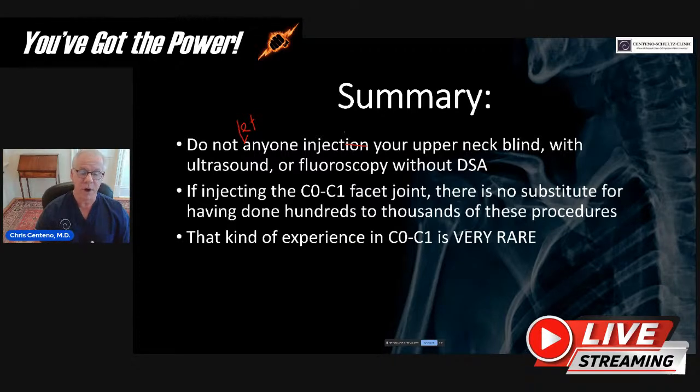And there's just no substitute for these upper neck joints for lots and lots of experience because you have to know to turn on the DSA. You got to be able to interpret the DSA. As you can see, even interpreting the DSA is not trivial. You have to be able to look at that and say, aha, there's a faint outline of the vertebral artery here, and that's a no-go.